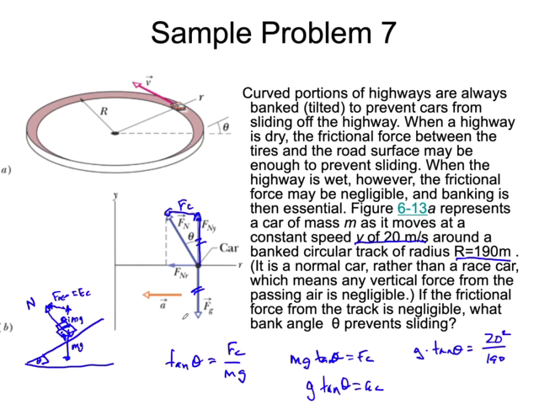And solving for theta, 400 divided by 190 times 9.81, and then the inverse tangent of that angle, we find out that our track should be banked, if I did my math right, at 12.1 degrees. All right, hopefully not a problem.